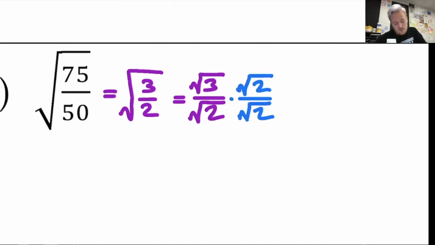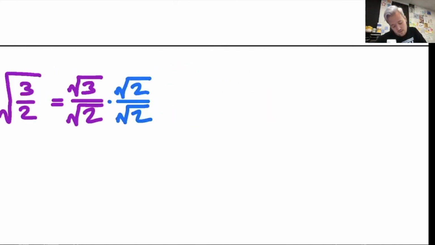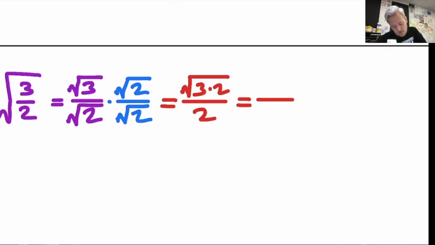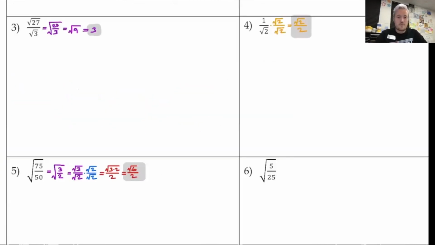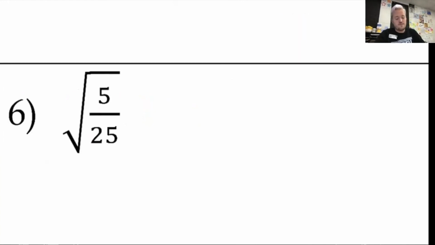All right, so when you multiply across, you're going to have the square root of 3 times 2 over 2. And this is going to give you the square root of 6 all over 2. All right, so remember, none of these answers have a radical in the denominator, none of them have a fraction in the radical, none of them have perfect squares. So we're satisfying all these rules. All right, number 6.